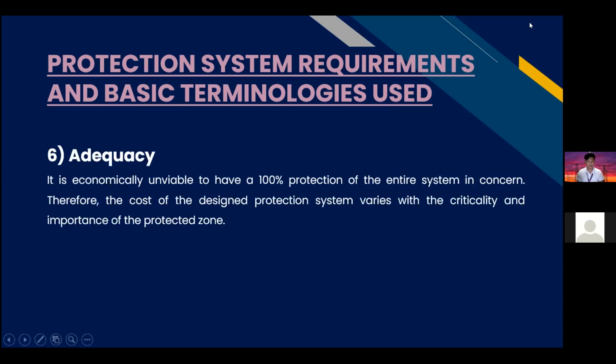And lastly, number 6, adequacy. It is economically unviable to have 100% protection of the entire system in concern. Therefore, the cost of the designed protection system varies with the criticality and importance of the protected zone. The protection system for more critical portions is generally costly, as all the features of a good protection system are maximized here. But a small motor can be protected by a simple thermally operated relay, which is simple and cheap. Therefore, the cost of the protection system should be adequate.